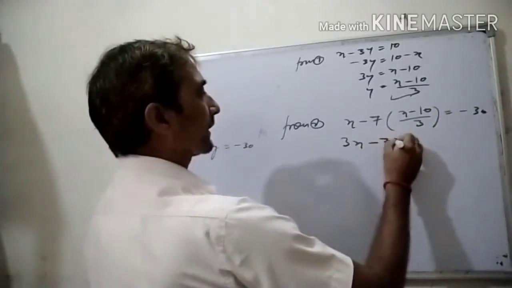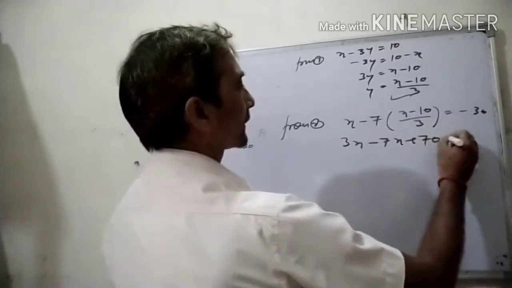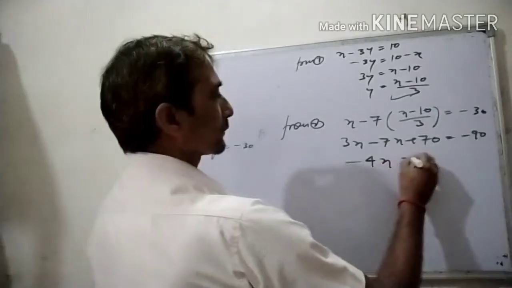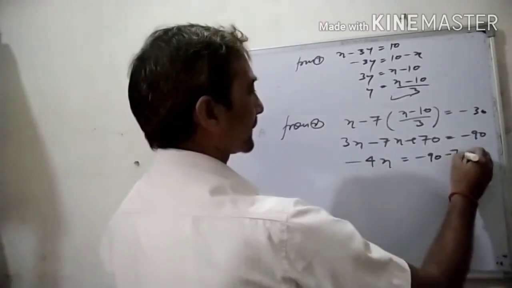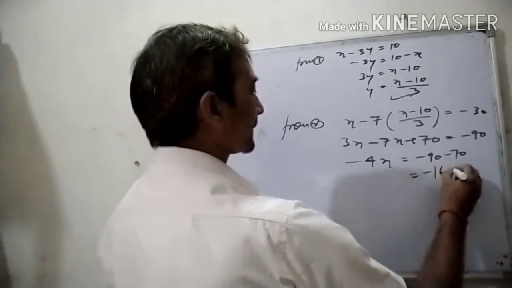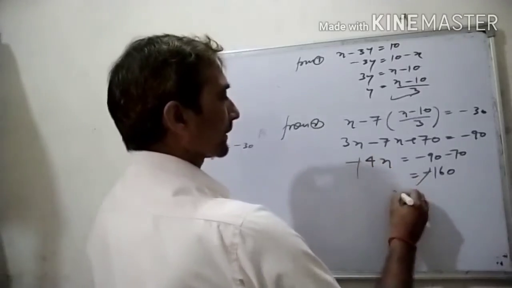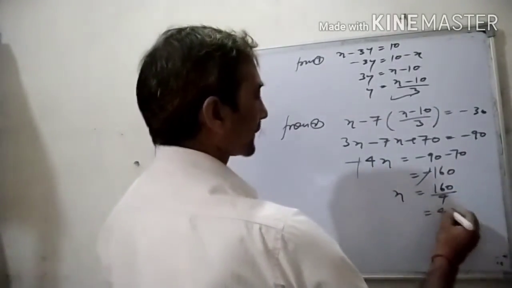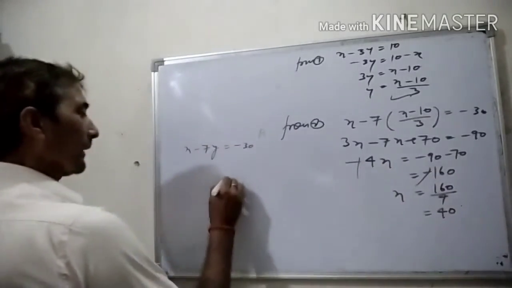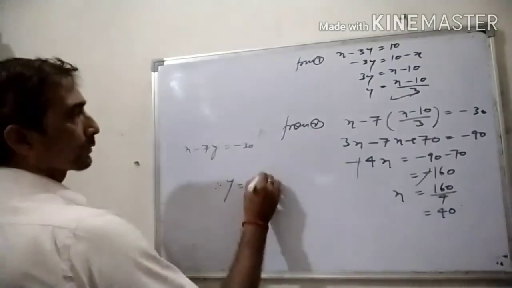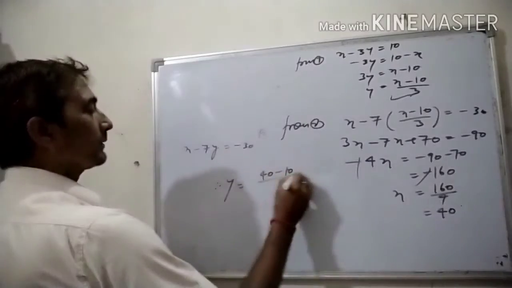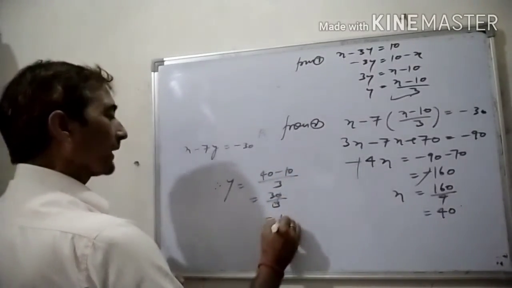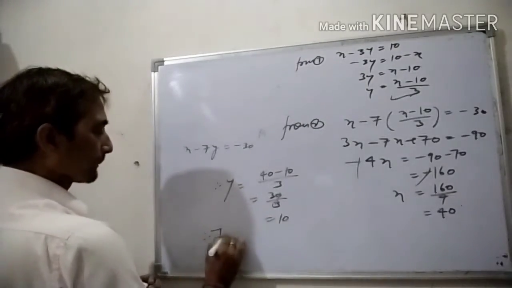3X minus 7X plus 70 equal to minus 90. Now minus 4X is equal to minus 90 minus 70, minus 160. Minus will be cancelled. X is equal to 160 by 4. That is 40. Therefore Y is equal to (40 minus 10) by 3, 30 by 3, 10.